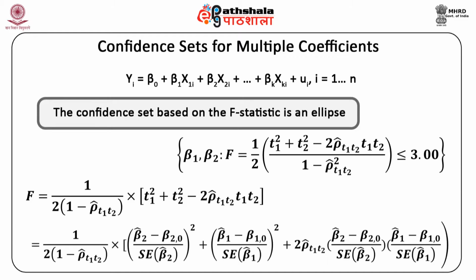So the confidence set based on F statistics is an ellipse in this case, and we have the formula, you can see it on your screen, for this ellipse. Now this shows that it is a quadratic form in beta 1,0 and beta 2,0. Thus the boundary of the set F equal to 3 is an ellipse.